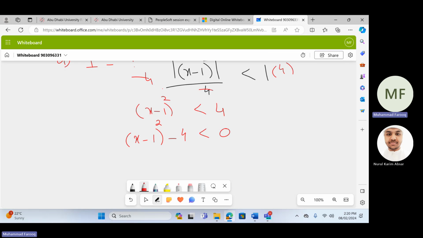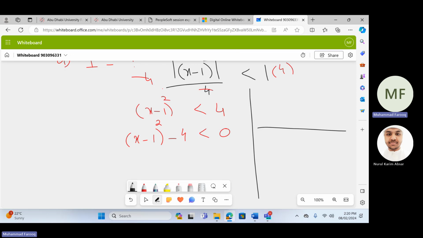A parabola, yes, good. And is this parabola concave up or down? Facing up, because the x square coefficient, when you open it, is positive. So our objective is to solve and get the capital I, the x values. We use the graphical method, which means we have to draw the parabola.